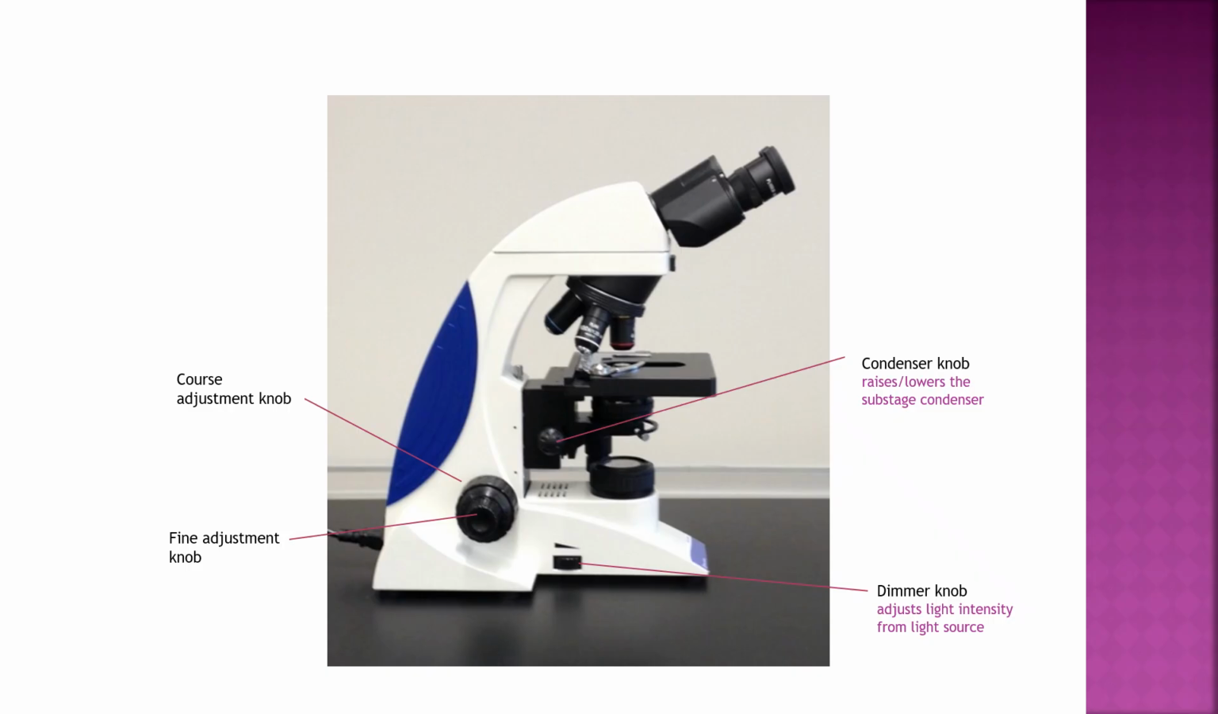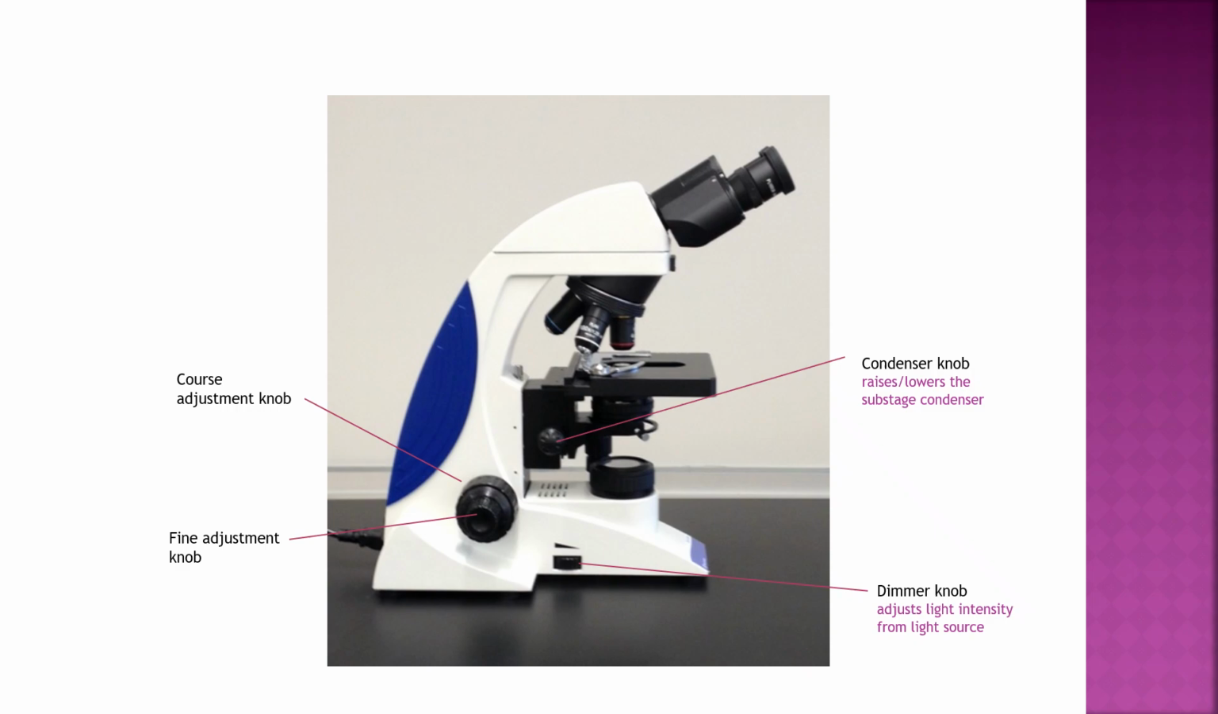Over on the right, they're showing you the condenser knob, and that's what raises and lowers the substage condenser. Typically, we ask students not to touch that because it's real easy for that to get messed up. So we just say it's already been set. We have somebody who comes through and checks all of our microscopes, and it's already been set. So we ask you to just leave that alone typically.